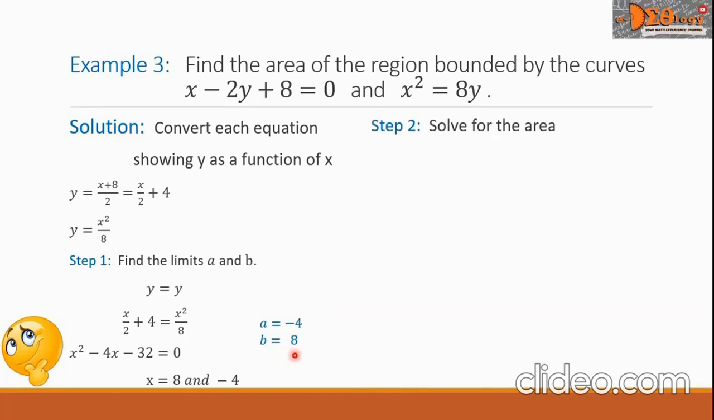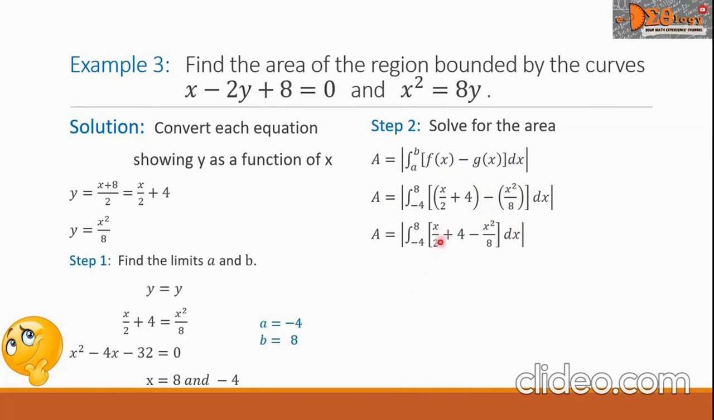Now step 2. Let us solve for the area. Our formula is here. Let us do substitution. We have now A equals the absolute value of the definite integral from negative 4 to positive 8. Our f of x is x over 2 plus 4 minus g of x, that is x squared over 8. Simplifying our fractions, we will have this x over 2 plus 4 minus x squared over 8.